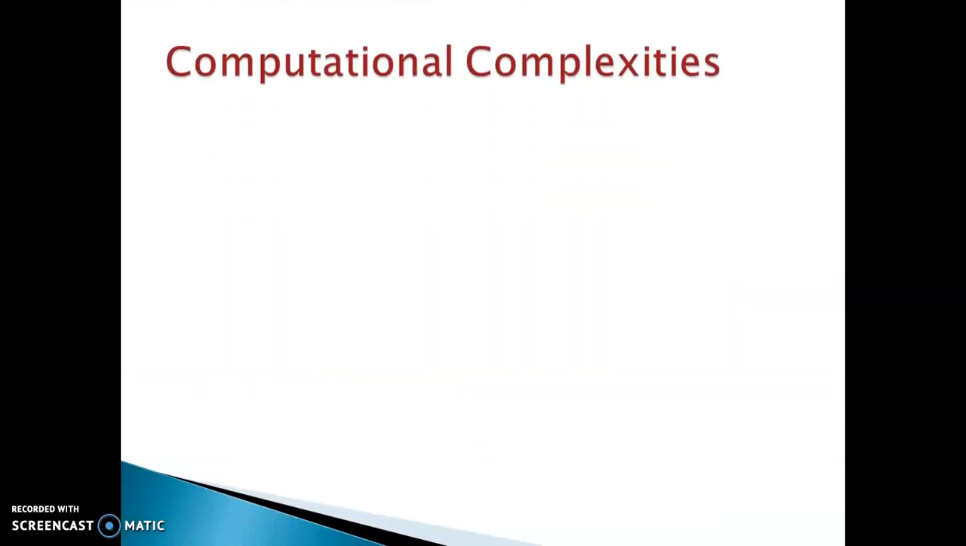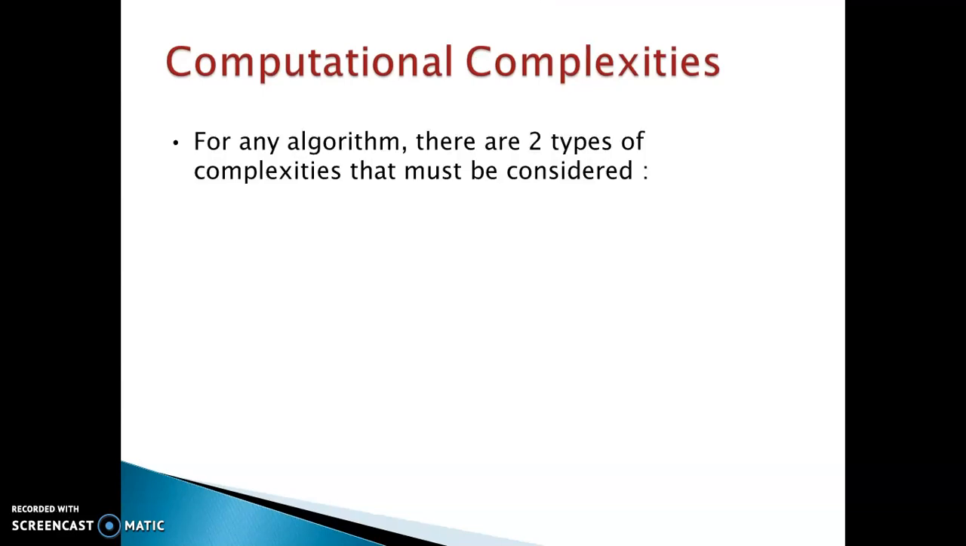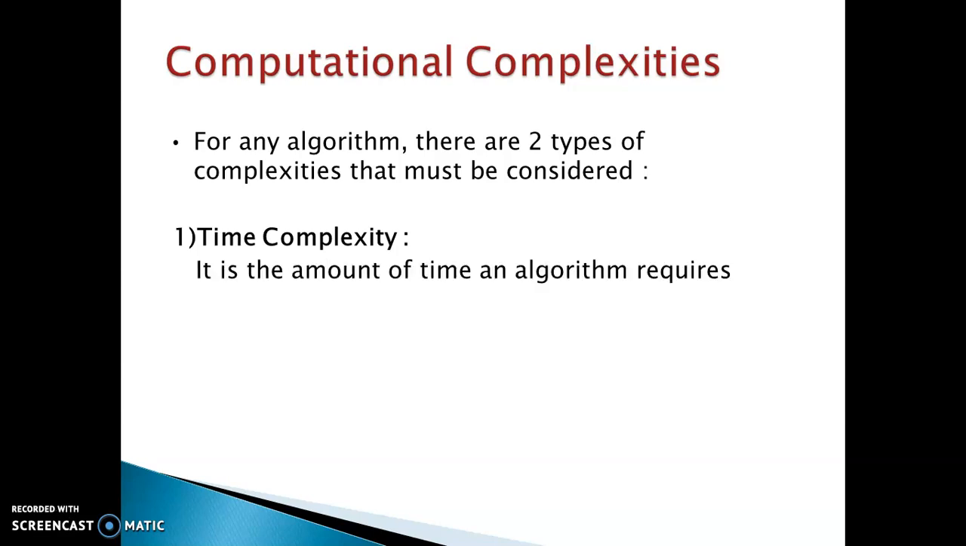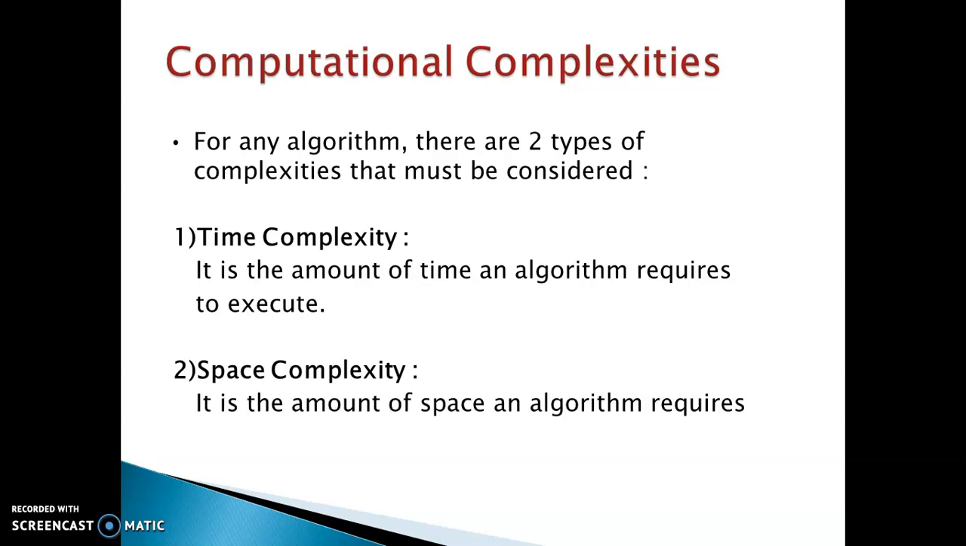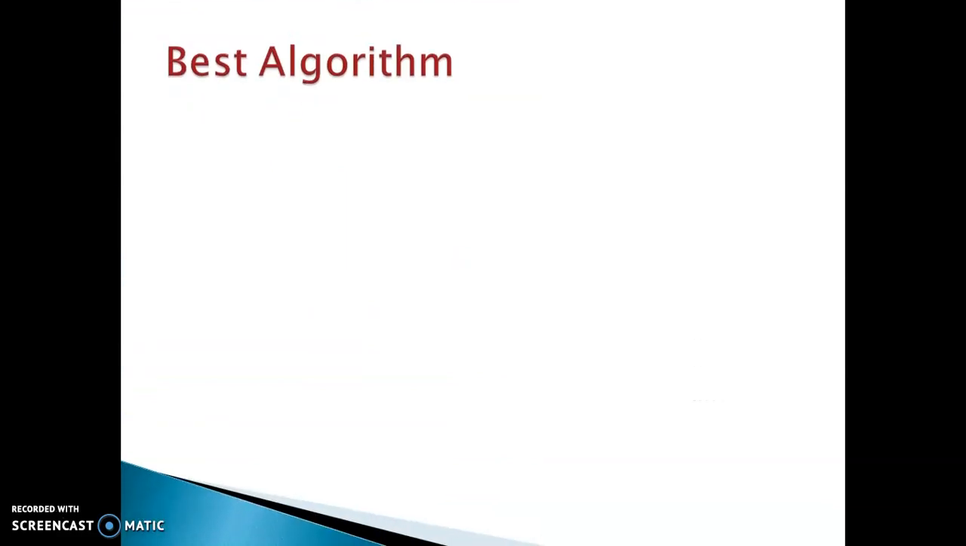Okay, now we will see what are the different computational complexities. For any algorithm, there are two types of complexities that must be considered. First is called time complexity. It is the amount of time an algorithm requires to execute. And second is space complexity. It is the amount of space an algorithm requires to execute. So it's very simple.